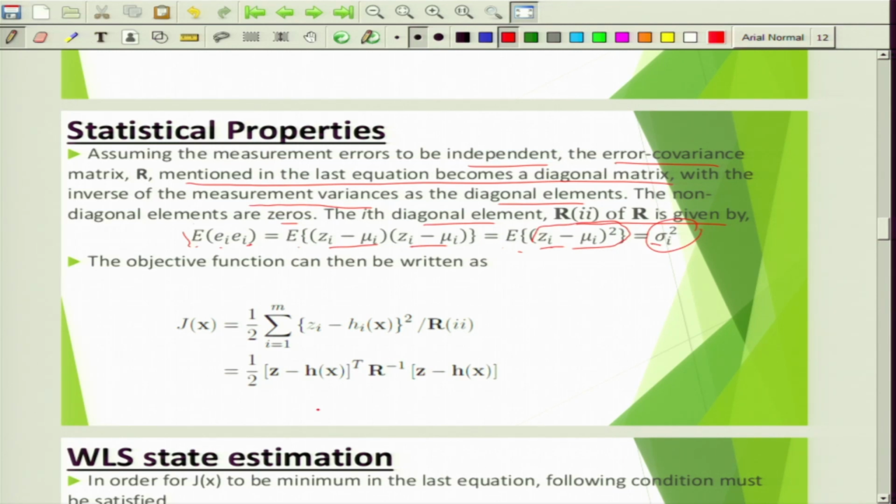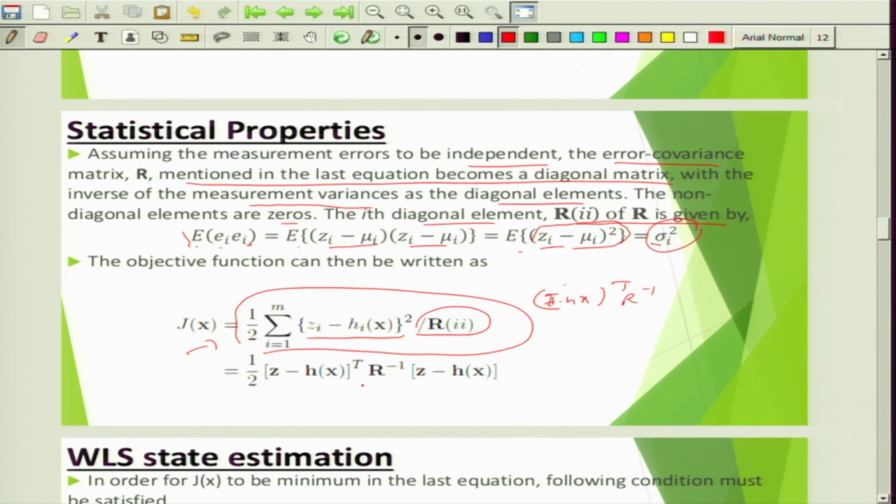Now the objective function can be written as J of x equal to half into the summation of i equal to 1 to m of (Zi minus Hi of x) whole square divided by Rii. Rii is nothing but sigma i square, I am just replacing it. Now this can be split, since the square is multiplied as the transpose into the actual matrix: (Z minus h of x) whole transpose, then 1 by Ri which is R inverse, and then multiplied by Z minus h of x again.